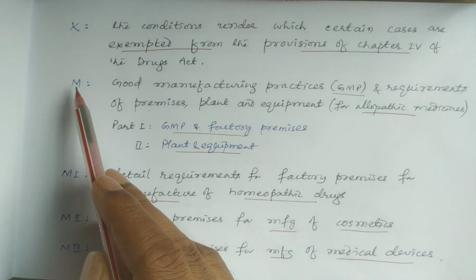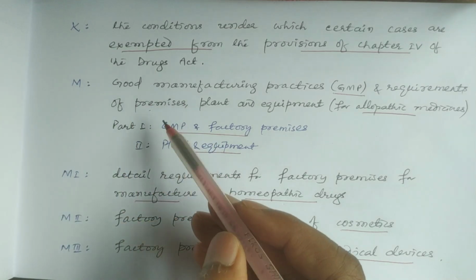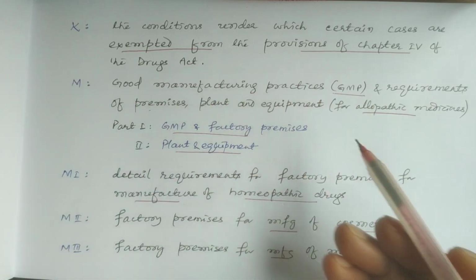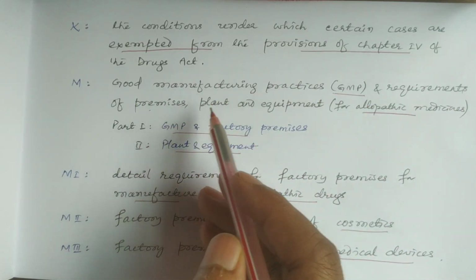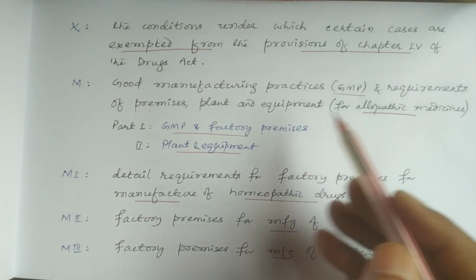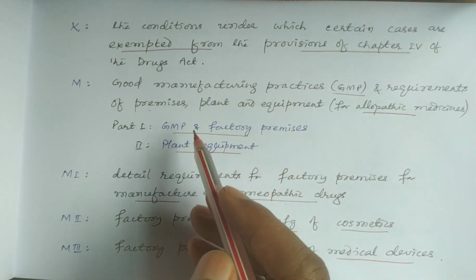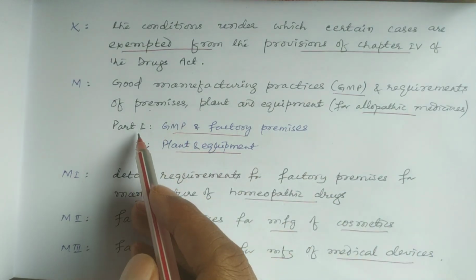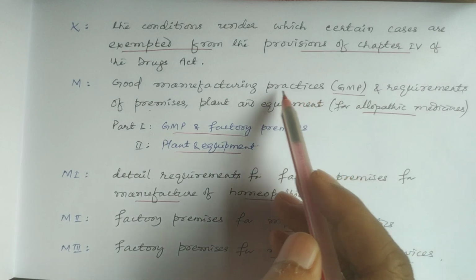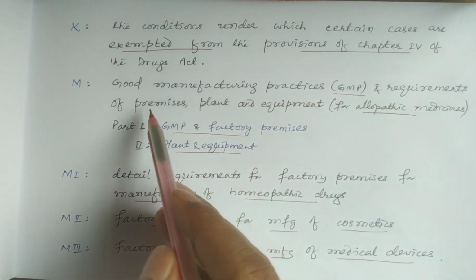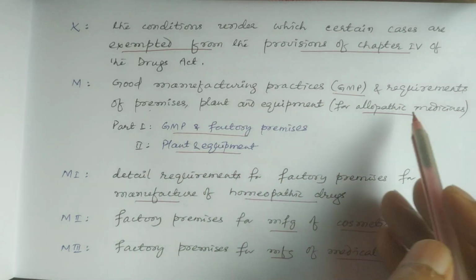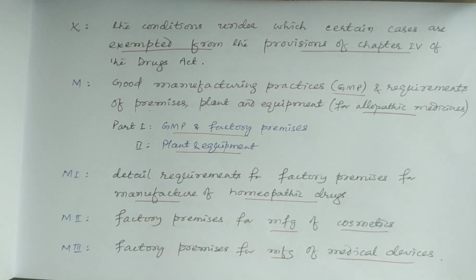Then Schedule M, another important schedule, which deals with the good manufacturing practices or GMP. So it deals with the GMP guidelines and requirements of premises, plant and equipment, and it is only for allopathic medicine. And it has two parts, Part 1, Part 2. GMP and factory premises are coming under Part 1, plants and equipments are coming under Part 2. So good manufacturing practices and requirements of premises, Part 1, plant and equipment requirements, Part 2, and this is only for allopathic medicine, Schedule M.